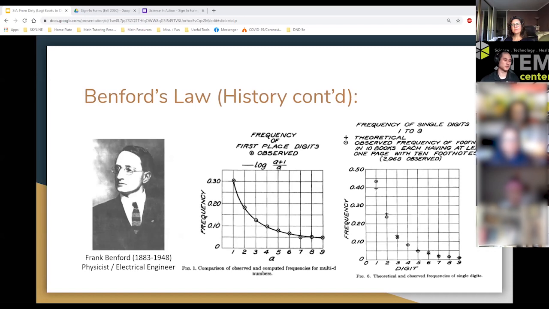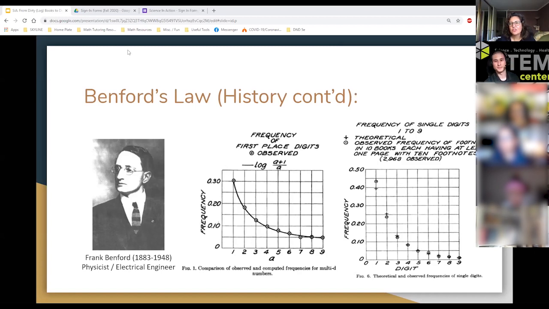And I wanted to add this other figure into the presentation because it was also in his paper. In this table on the right, you're seeing the theoretical frequencies mapped against the observed frequency of footnotes in 10 books, each having at least one page with 10 footnotes. Like, this guy was extra, but he did a full comprehensive analysis of all these data points and looked at their first digits. And he noticed this is a remarkably consistent phenomenon.